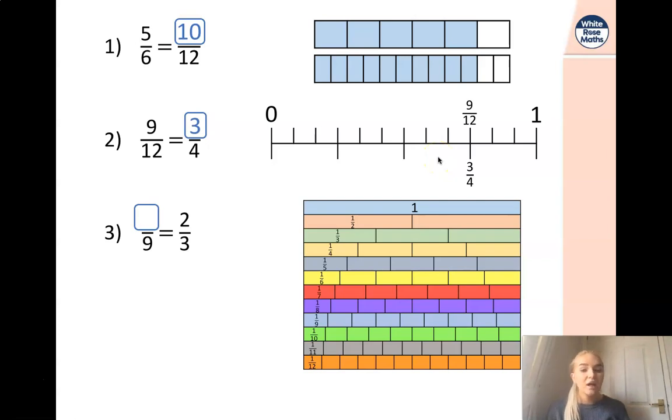And finally, 2/3 is equivalent to how many ninths? We can use our third section on our fraction wall. We can find 2/3 here, draw a line to the ninths, and we could find that it is 6/9.